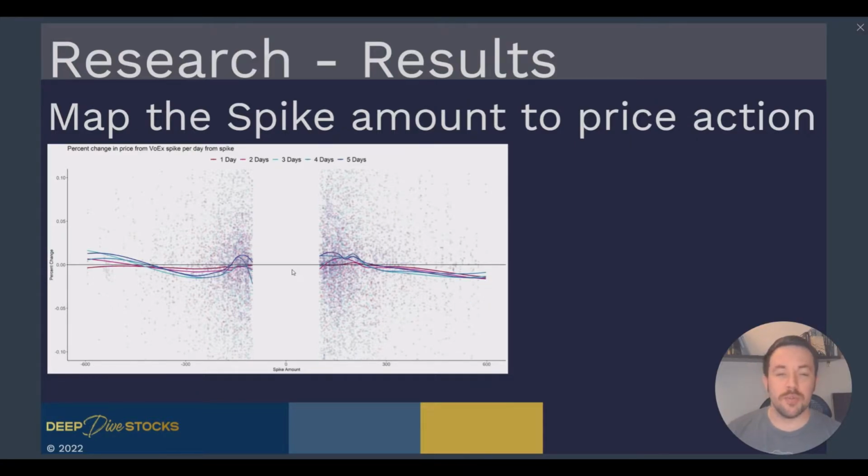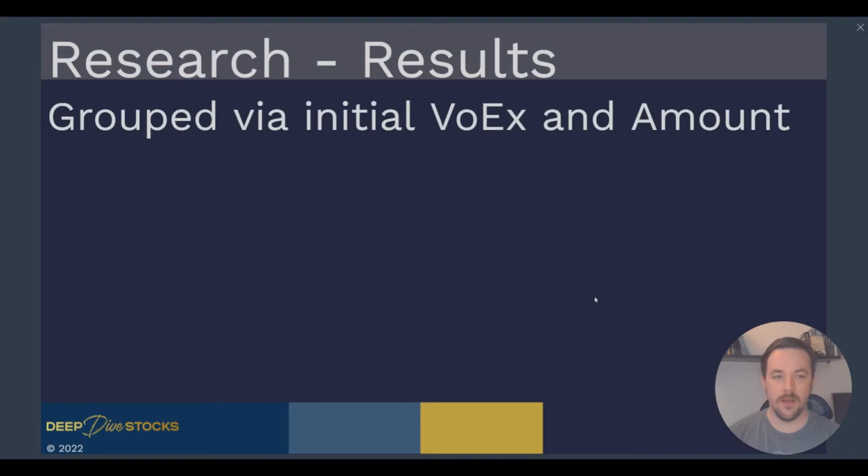The negative spikes were a little bit more dynamic. If the VoEx spiked down significantly, like a lot, like 600 as the spike amount, then positive returns were expected. But if it was in this Goldilocks zone around 300 for the VoEx spike, so that's negative 300, meaning it spiked all the way down, then negative returns would be expected. And we also see that on day 1, each day it gets a little bit more negative from the starting price of the day of the VoEx spike. But that wasn't enough. So there seemed to be some other patterns popping up in the data.